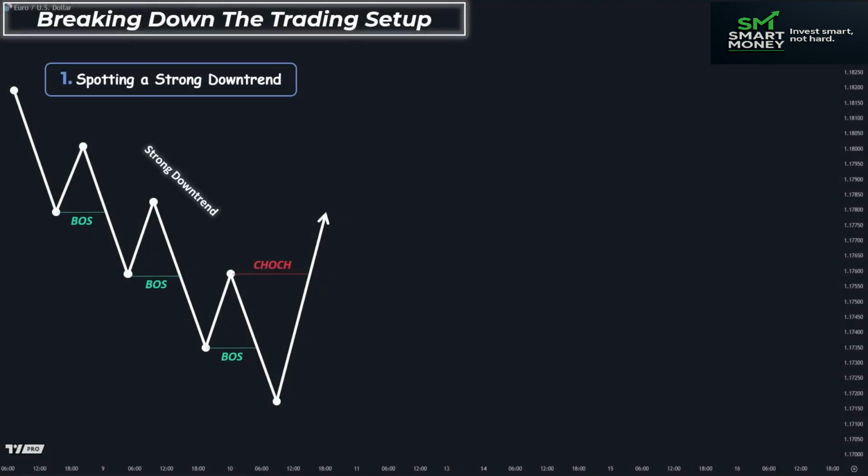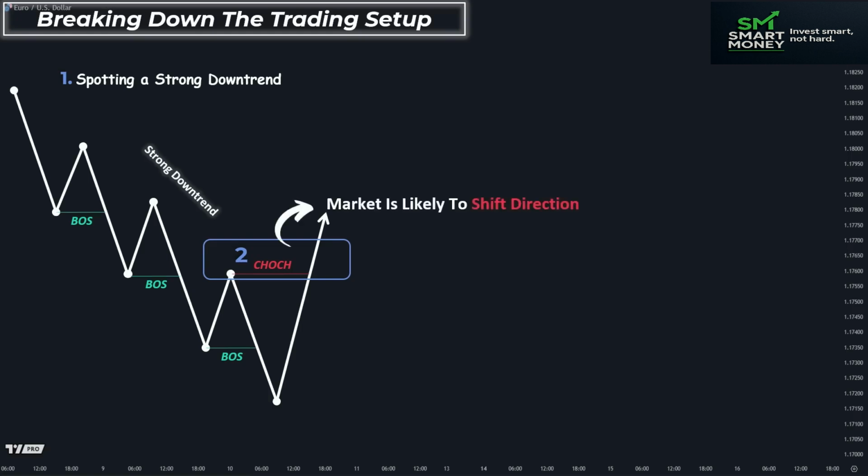Once you've identified that, the next thing to look for is a higher time frame change of character. So if price breaks and closes above the most recent BOS's high of a strong downtrend, it signals a bullish change of character, suggesting that sellers are losing control and the market is likely to shift direction. Now, once a market structure shift is confirmed and we expect the price to move higher, the next step is to look for a buying opportunity.